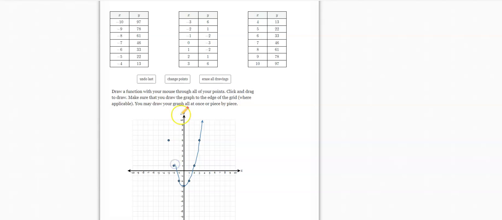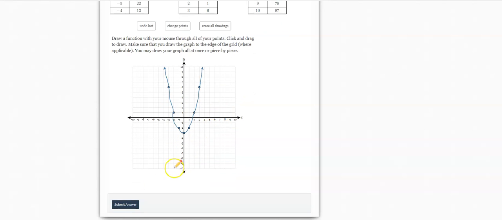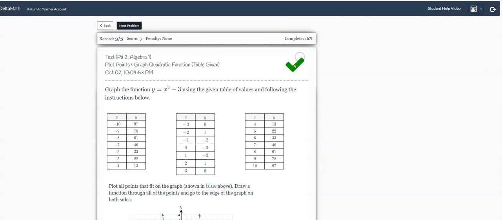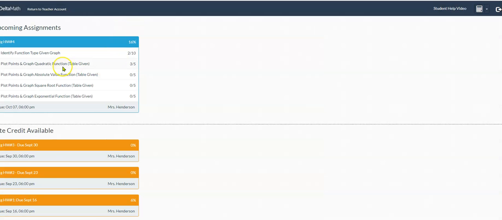So, oh yikes, that one wasn't so good. That one wasn't so good either. A little wonky over here, but I think they'll mark it right. Let's see. Yep. Alright, let's go back and give the next one a try for absolute value functions.